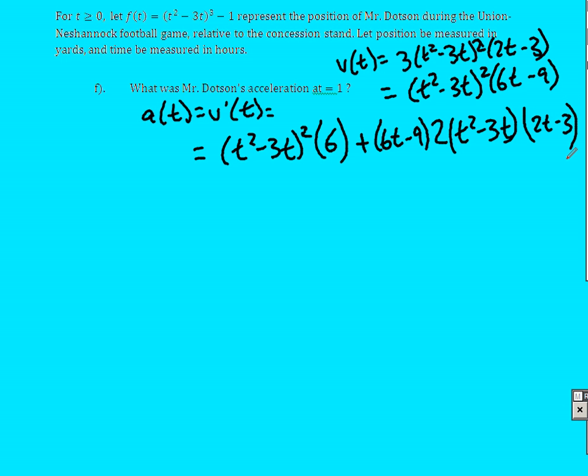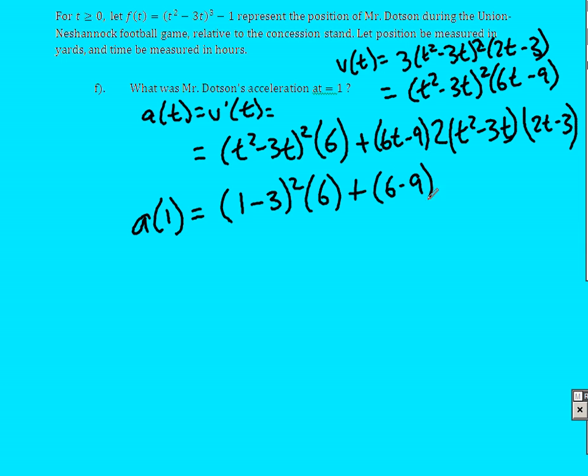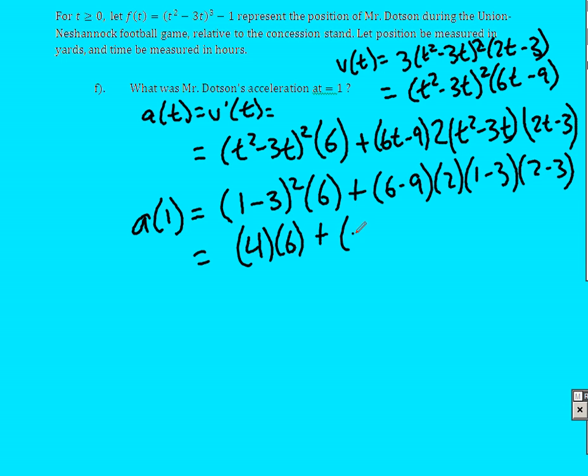Now, usually I would have to try to expand, contract, and simplify this. But all we want is a specific point. So from there, all I need to do is just plug in. I don't need to worry about simplifying it. I might mess it up. Just plug it in right now. So 1 minus 3, which is negative 2 here, squared, plus, this will become 6 minus 9. This is still 2. This will become 1 minus 3, and this will become 2 minus 3. Just try to simplify it. Negative 2 here, squared, is 4, times 6 here, plus, this becomes negative 3, 2, negative 2, and negative 1.